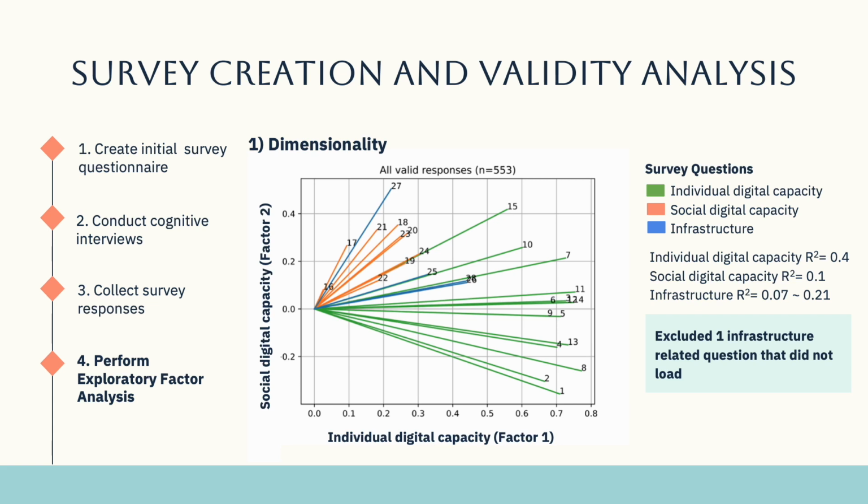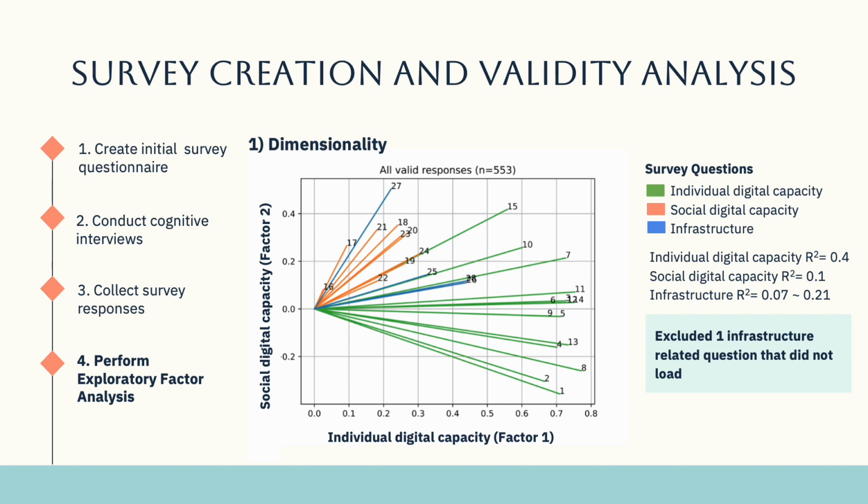It is important to note that although all items loaded positively on the dominant factor, the strengths of these loadings varied. Next, we turn to the second factor, social digital capacity, which can be seen on the y-axis of the graph. This factor indicated social support and skills associated with workplace computing. It is also important to note that positive and negative loadings occurred for this second factor.